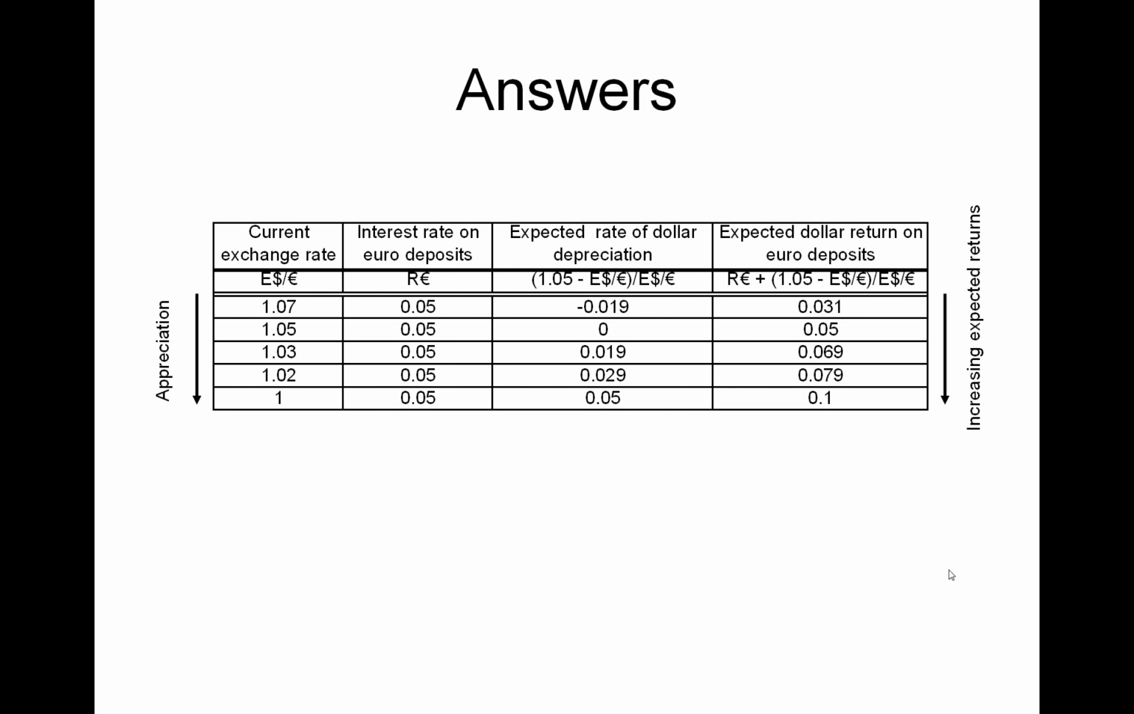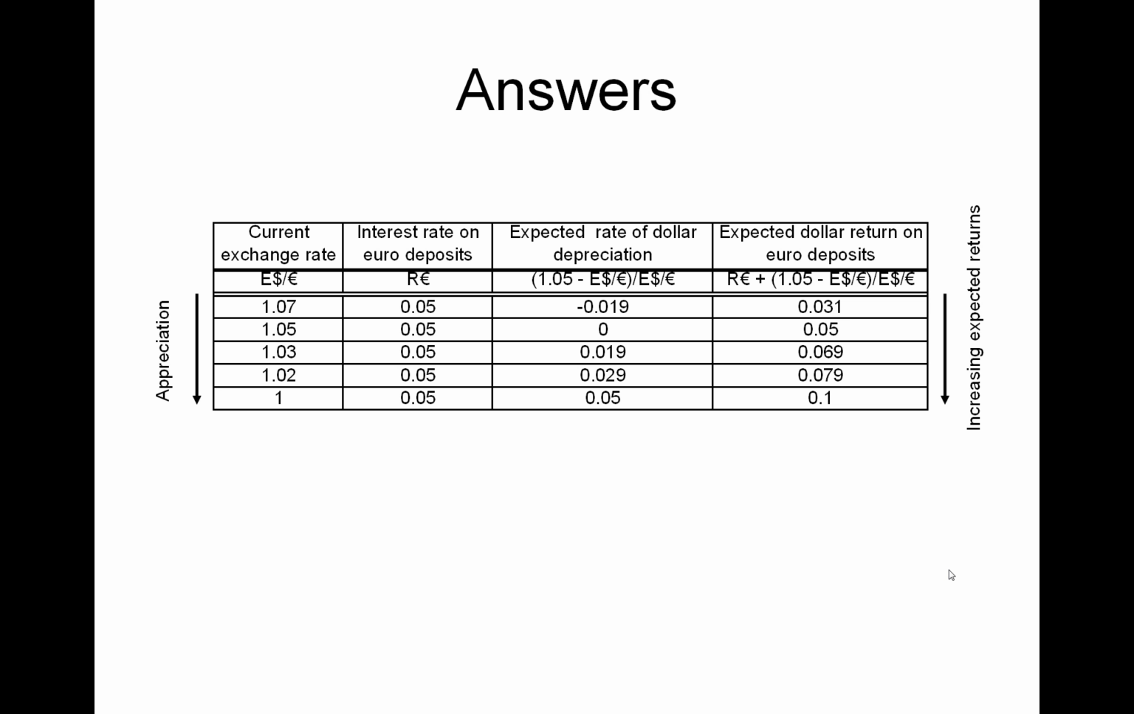And so here's the answers. I want you to notice on the left-hand column, the current exchange rate. We start with $1.07 per euro, and it goes down in small increments until we hit $1 per euro. This represents an appreciation of the dollar against the euro from top to bottom. So we should expect that there should be increasing returns in terms of the dollar return on the euro deposits, and that's what you calculated on the rightmost column.